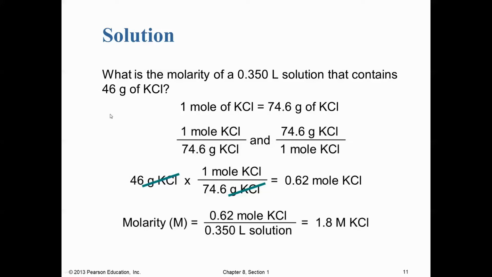So we're going to use our molar mass of potassium chloride in conjunction with our 46 grams. Set up our unit cancellation there. There we go. 0.62 moles of KCl. Now setting up our molarity, moles over liters means this is a 1.8 molar solution, or 1.8 moles per liter solution of KCl.